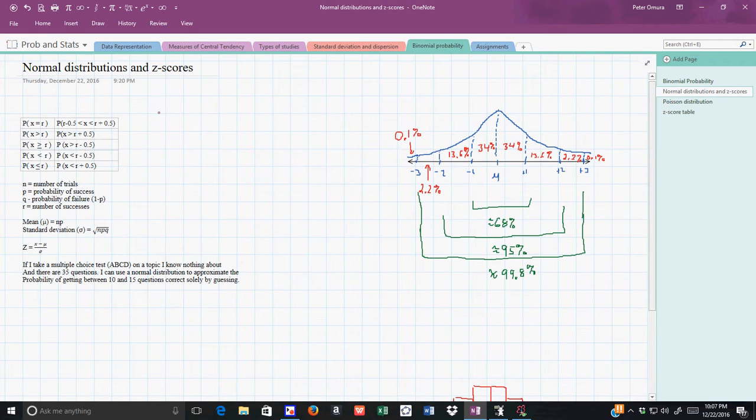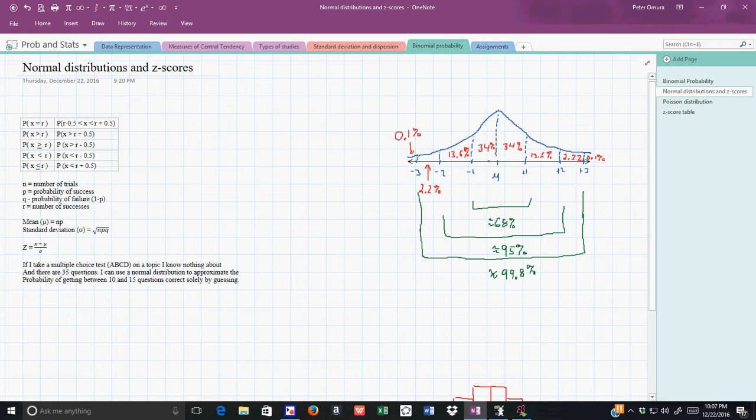So I'm talking about normal distributions and z-scores, and in particular binomial distributions. And so I have a little chart here, and you're going to need to use this chart when you're doing all this work. And it's going to be quite intense, but I'll explain everything as we go along.